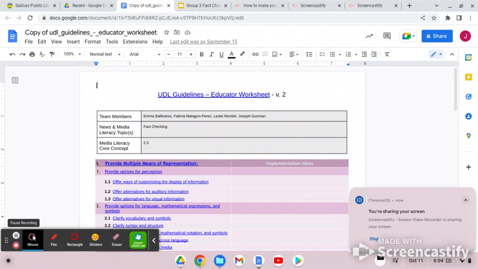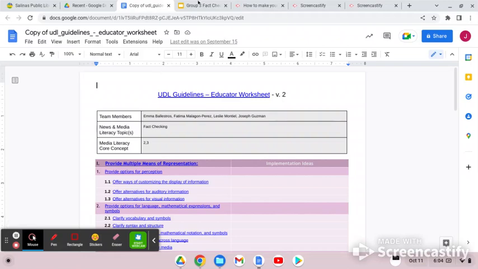Hello, I'm Joseph Guzman, and today I will be going over the Universal Design for Learning, or UDL guidelines, and how I incorporated them into my group's Digital Citizens project.